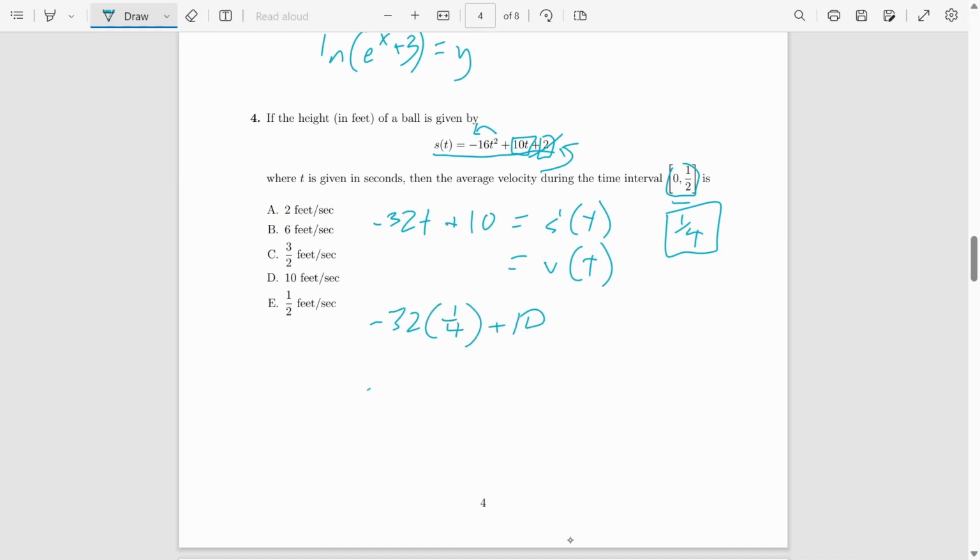32 divided by 4 is negative 8. And 10 minus 8 is 2. So the average velocity during this time interval from 0 seconds to half a second is 2 feet per second. That's what it's saying.